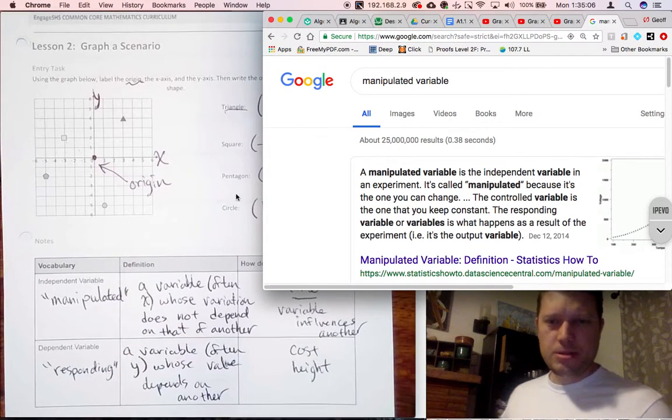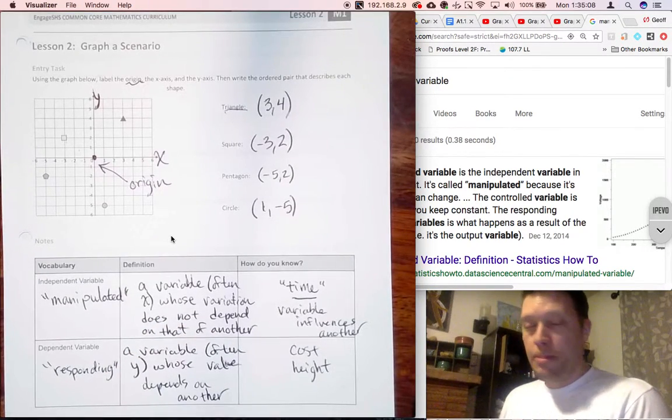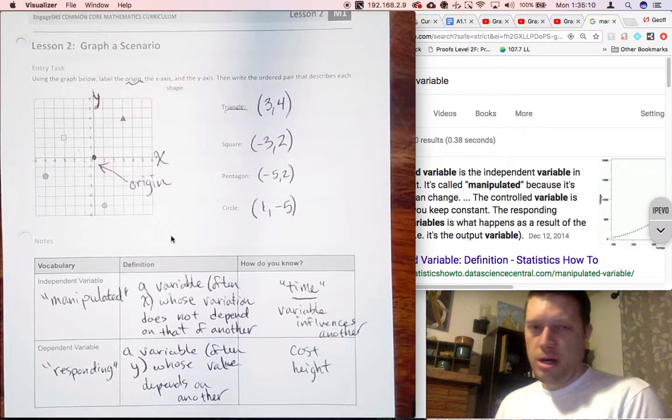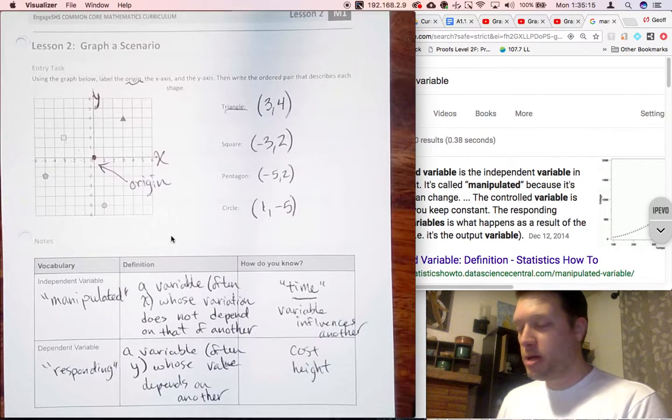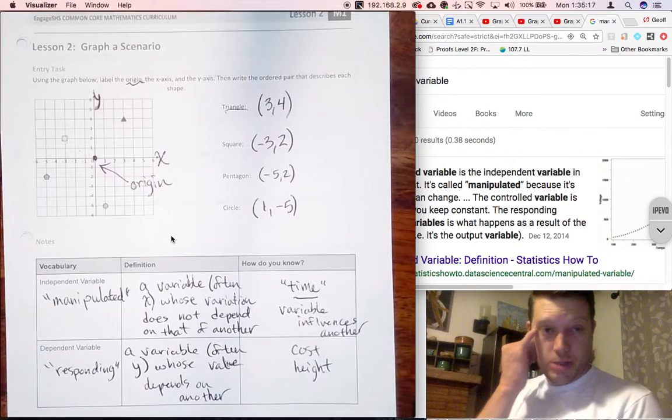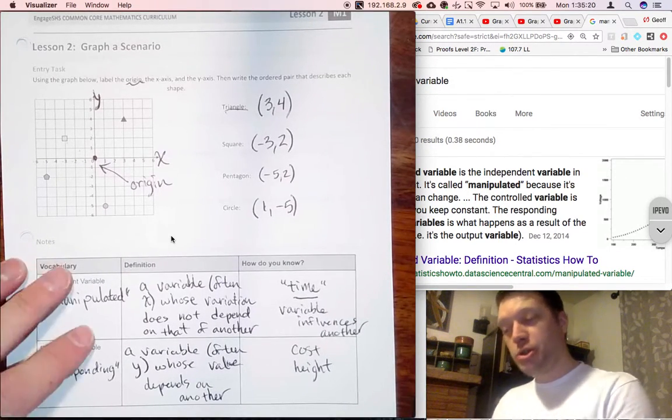If it helps for you to equate the two, the manipulated and responding, then use those. In a more mathematical sense, we won't say manipulated and responding, but maybe in a scientific sense we will. I just want to make sure that those are clear things that you can discuss. Go ahead and turn the page. We're on page 6 now.